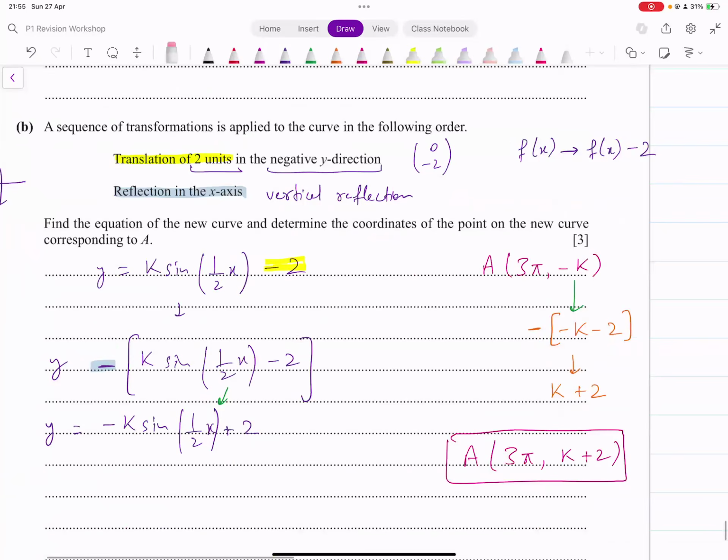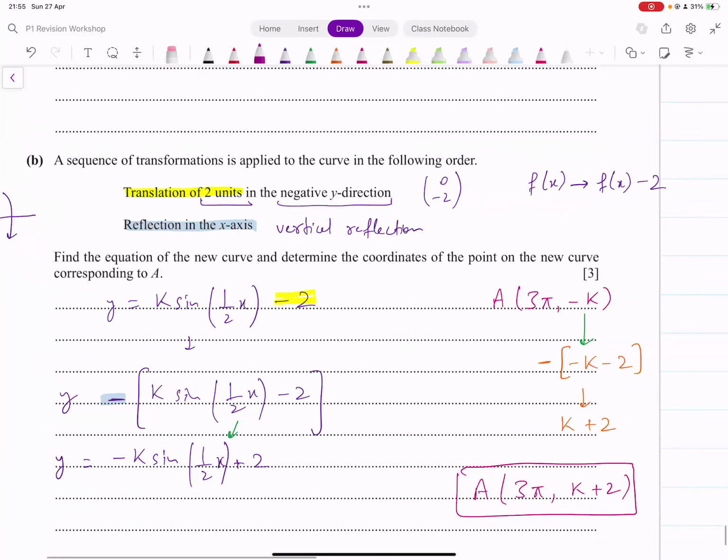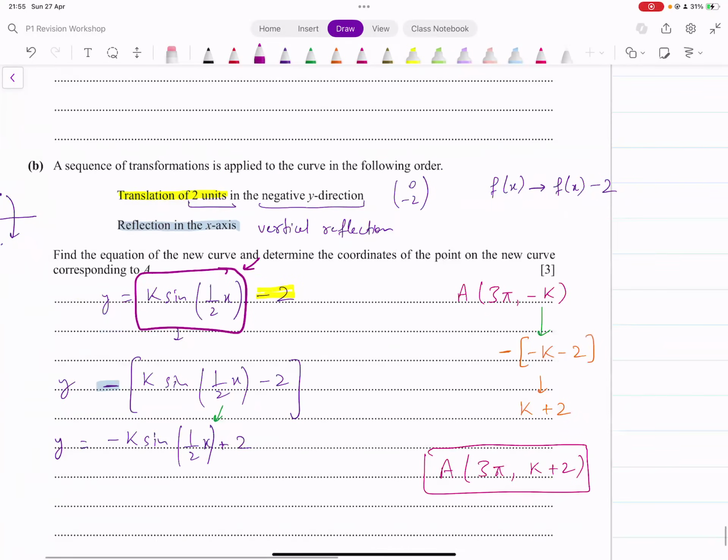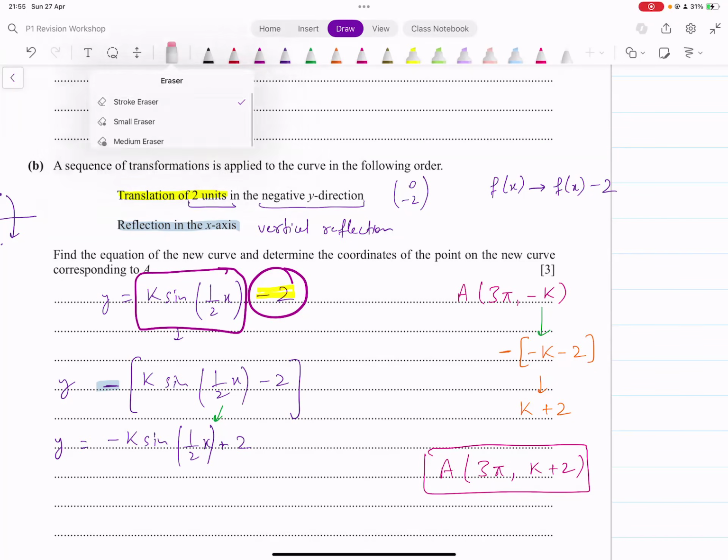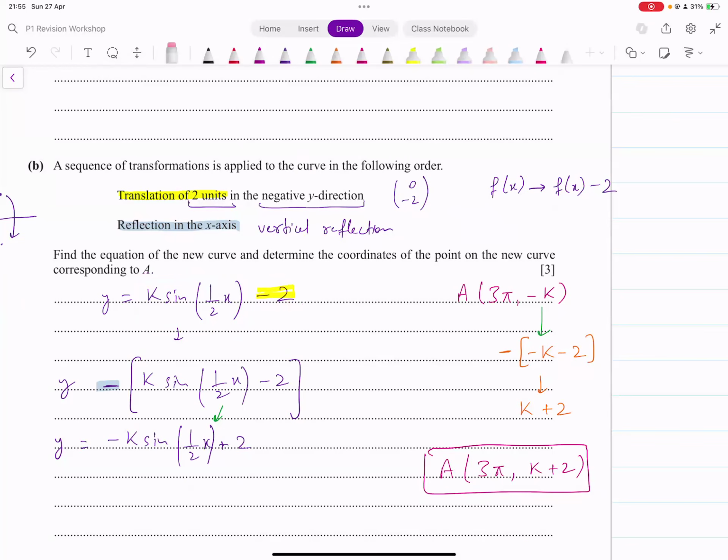The original graph looks like this. k sine of half x. That's the original function. What are they doing? Translation of 2 units in the negative y direction. What does that mean? You've got minus 2 outside the function. And that's the first thing that happens. And then they're saying it's a reflection in the x-axis. That's a vertical reflection. So minus gets multiplied outside the whole function like this. Simplify that, and that's the result that you get.